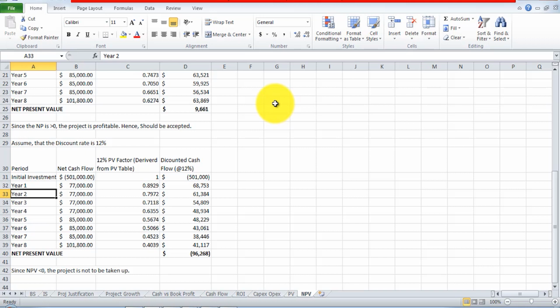So that was all, guys, with regard to the net present value. And I hope this was sufficient and clear enough for you to interpret and make your own net present value computations. I'll see you in the next session. We're going to start with another method of project evaluation.